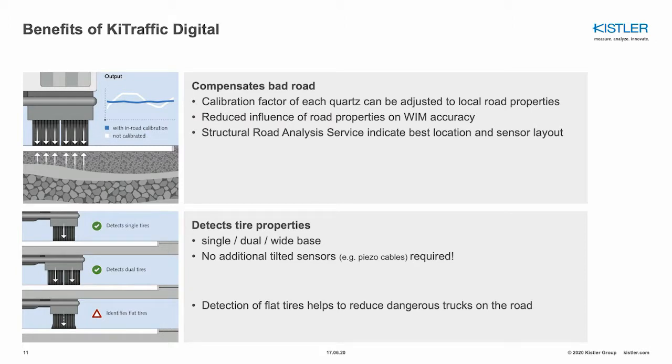And last but not least, what you have seen on the graphic on the slide before, we get very nice signals from each wheel, which already indicates the width, the length of the tire patch, and also whether it is a single or a dual tire. And what makes this WIM system even more interesting for enforcement purposes is that we can identify flat tires. This is of course a very crucial point to reduce dangerous trucks on the road and pull them out of the traffic once you detect one of these dangerous trucks.